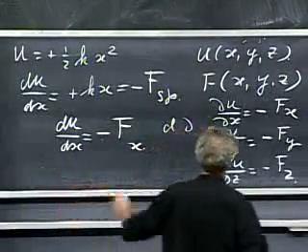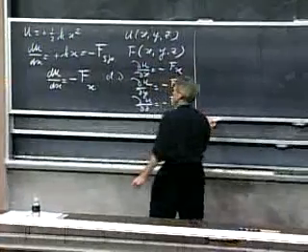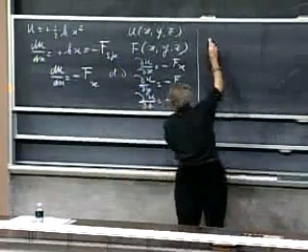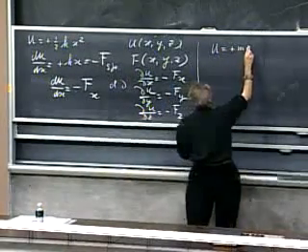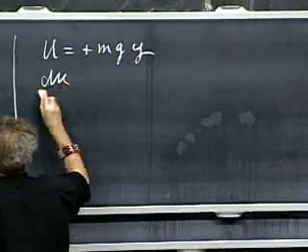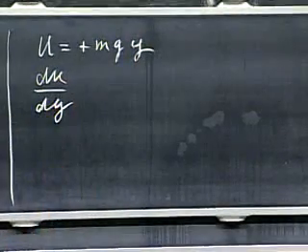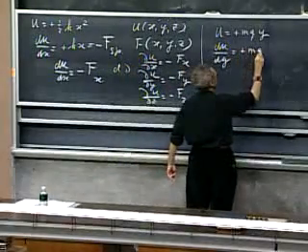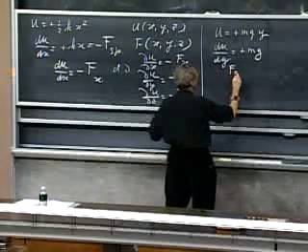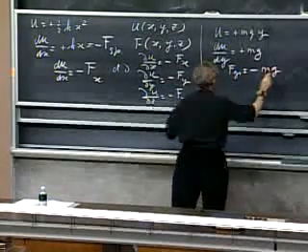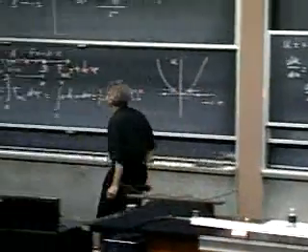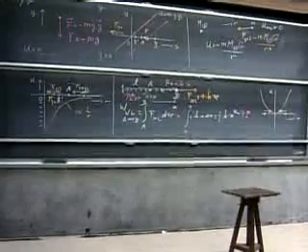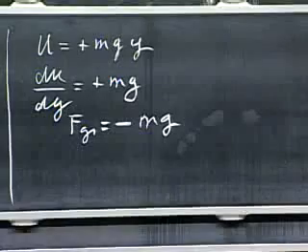If we go back to the situation where we had gravity, the situation near Earth, we had U equals plus mgy. So what is dU/dy? This is a one-dimensional situation, so I don't have to use partial derivatives. I can simply say dU/dy. That is plus mg. And notice that the gravitational force was minus mg. Remember, the minus sign is still there. And so you see that here, indeed, dU/dy is minus the gravitational force.